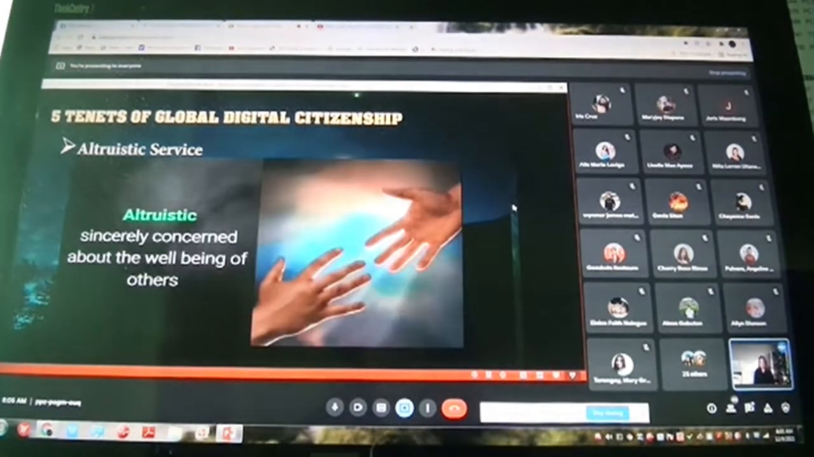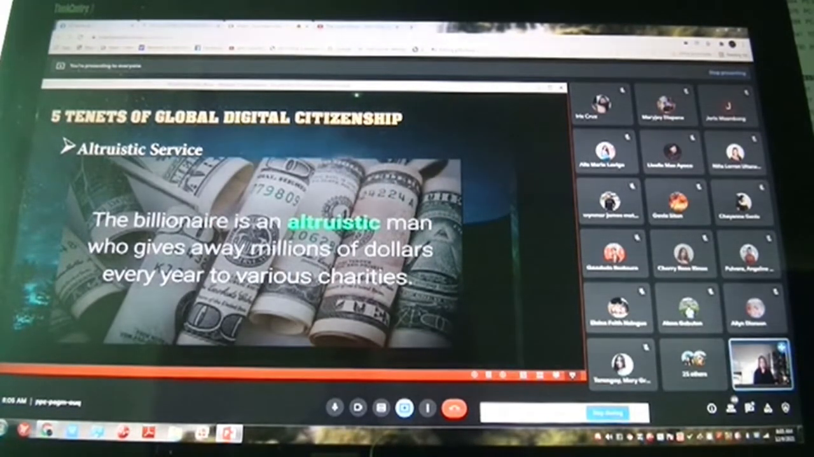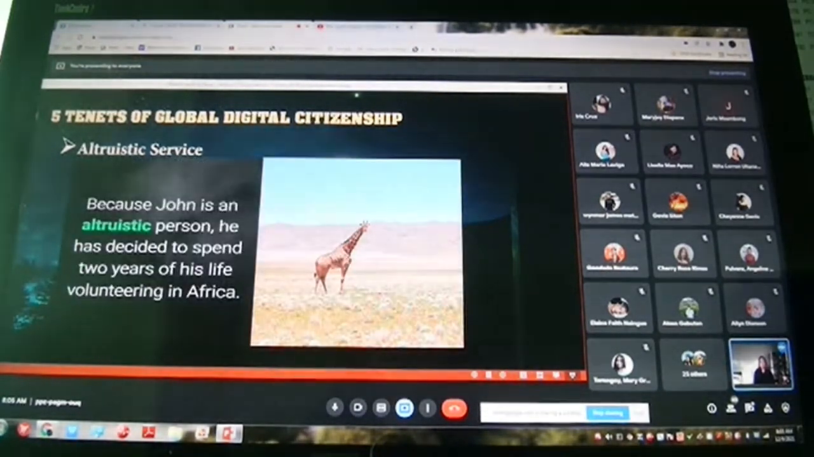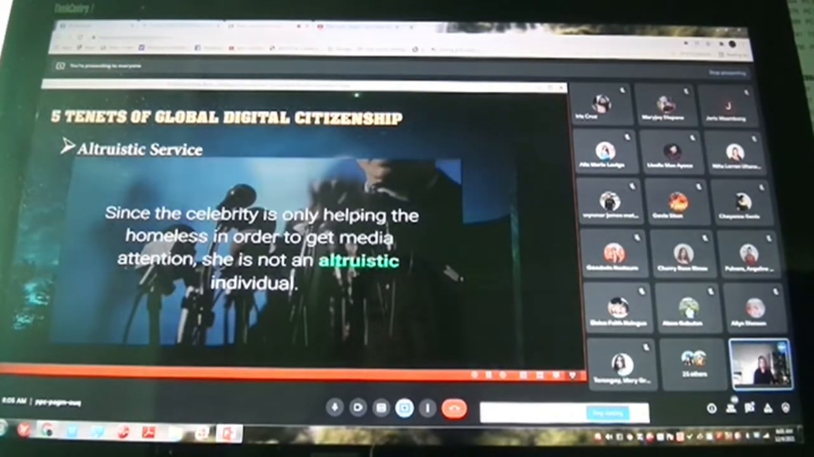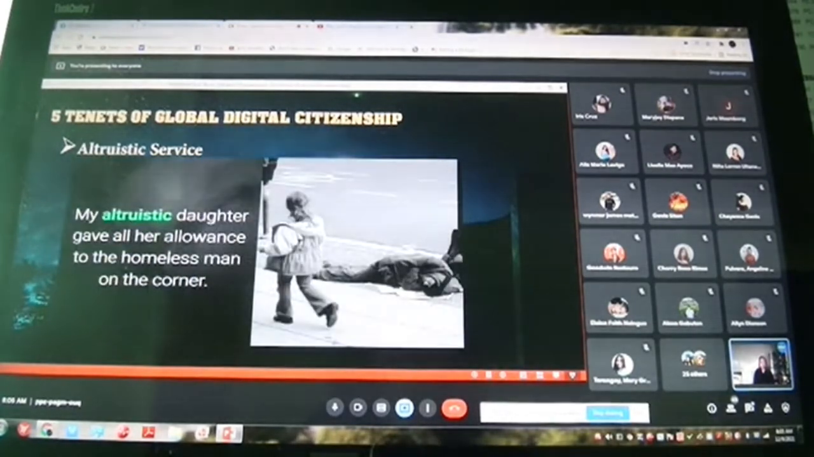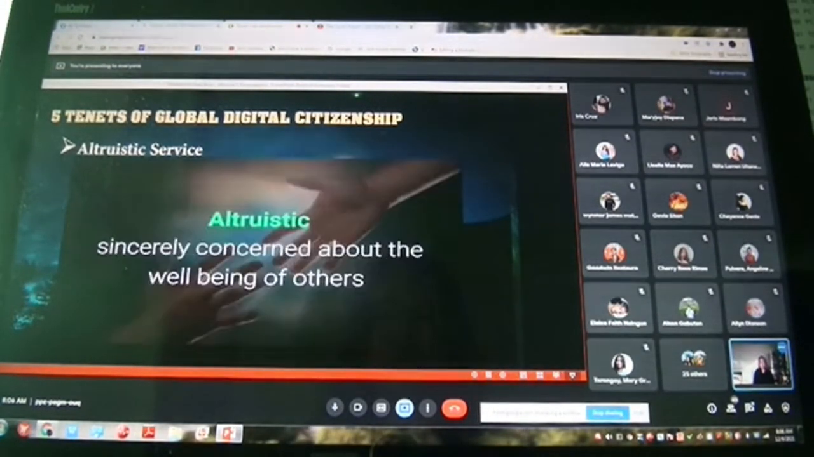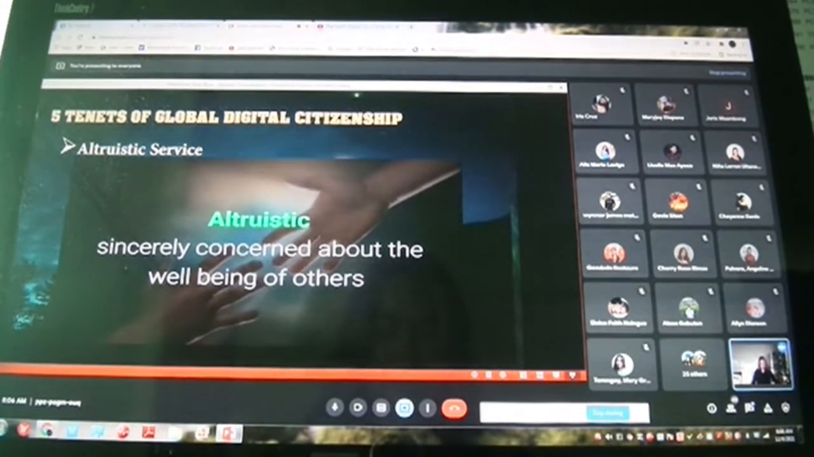Altruistic. Sincerely concerned about the well-being of others. The billionaire is an altruistic man who gives away millions of dollars every year to various charities. Because John is an altruistic person, he has decided to spend 2 years of his life volunteering in Africa. Patricia hopes hundreds of altruistic people will attend her fundraising dinner. Since the celebrity is only helping the homeless in order to get media attention, she is not an altruistic individual. My altruistic daughter gave all of her allowance to the homeless man on the corner. Altruistic. Sincerely concerned about the well-being of others.